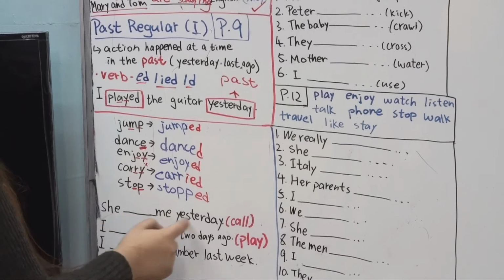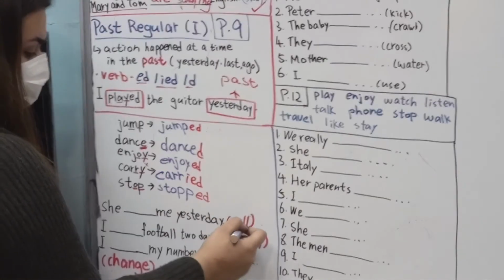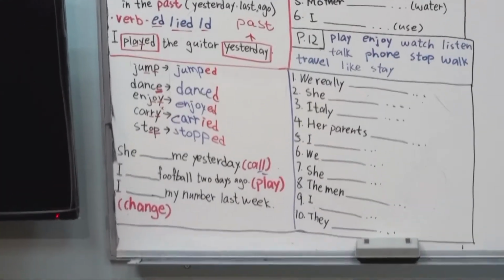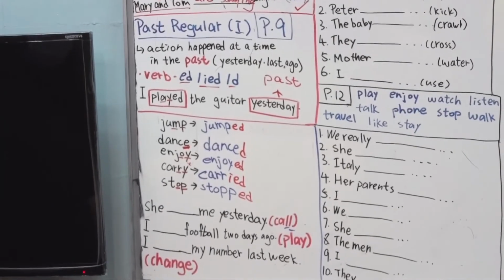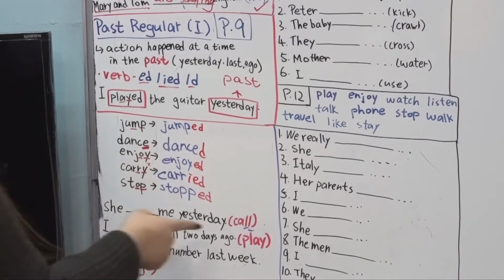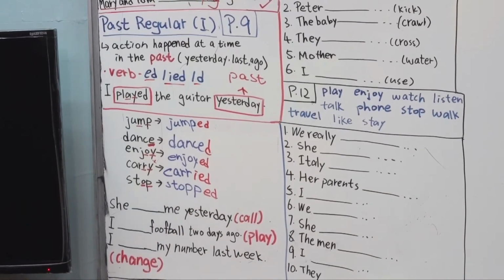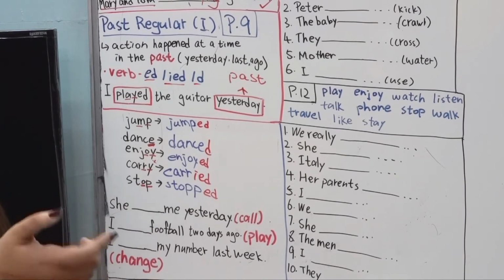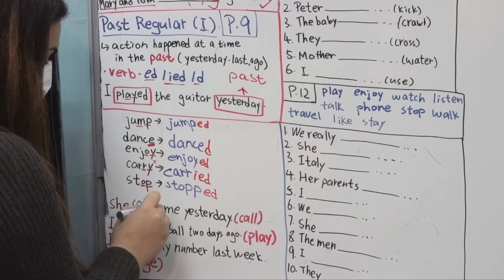Let's do some examples. She watched me yesterday. Call. All right. The verb is call, right? How do we change it to past tense? Just look at the last two letters. It ends with a consonant, right? L and L, they both are consonants. So we normally just add ED, okay? This is an example.